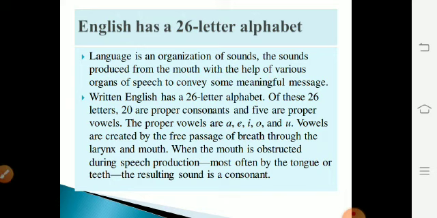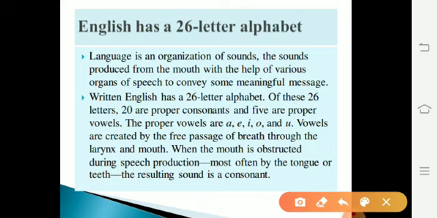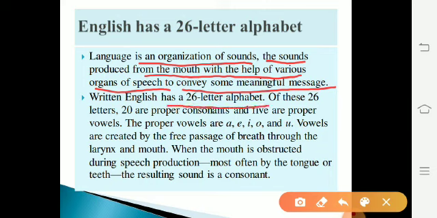We are going to talk about the vowel and consonant sounds. English has a 26 letter alphabet. When we say that language is an organization of sounds, the sounds are produced from the mouth with the help of various organs of speech, which we have learned in the earlier slides, to convey some meaningful message. Written English has a 26 letter alphabet.